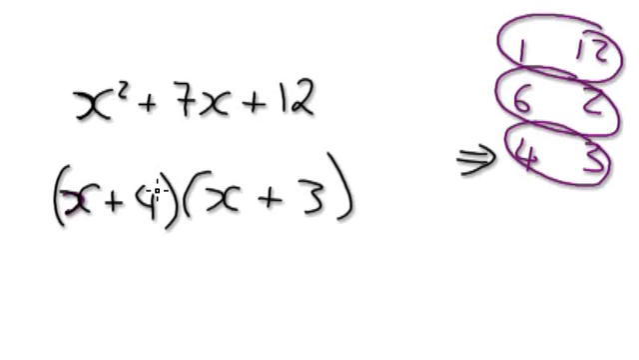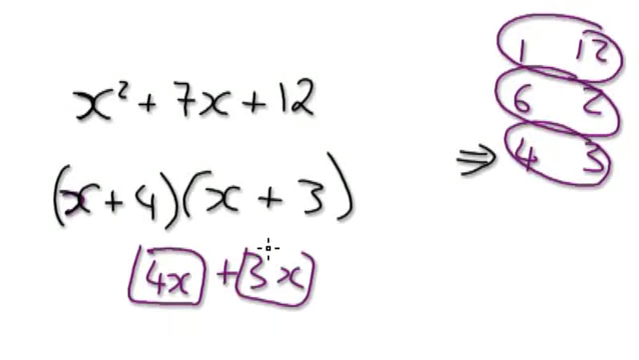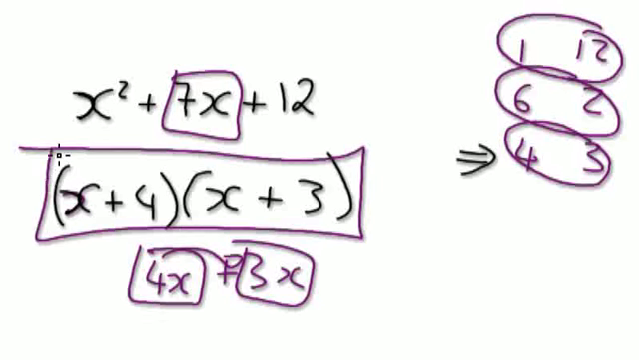If you don't believe me, multiply this out, and then you will see that later on you would get 4x, and then later on you would get 3x, and then you have to merge these two. It will give you 7x here. Anyway, the answer is this. If you don't believe me, then multiply it out for yourself.